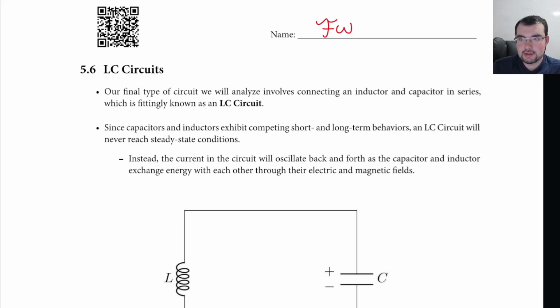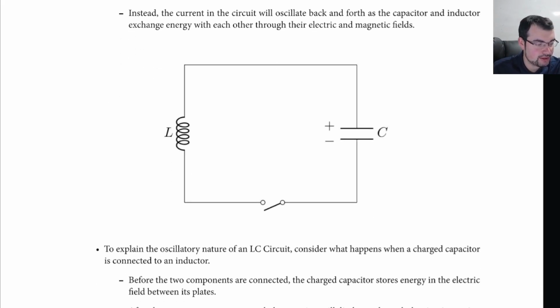All right, so our last section we have here is LC circuits, which, as the name implies, uses both an inductor and a capacitor. So to motivate how this will behave, remember that capacitors and inductors have opposite behaviors at long times. Capacitors behave like gaps, inductors behave like wires.